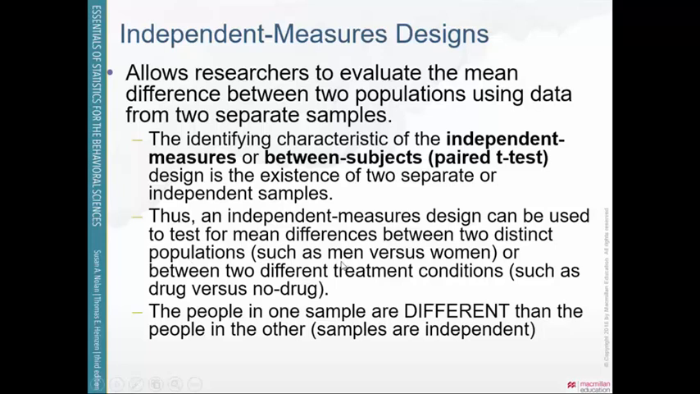Like I said, let's compare men versus women on verbal ability or math ability or statistics ability, whatever it is, or two different treatment conditions like a medication group and a no medication or placebo group, something like that. The people in one sample are different than the people in the other. That's the key. That's how you know it's an independent samples t-test, that there are different people in each sample.